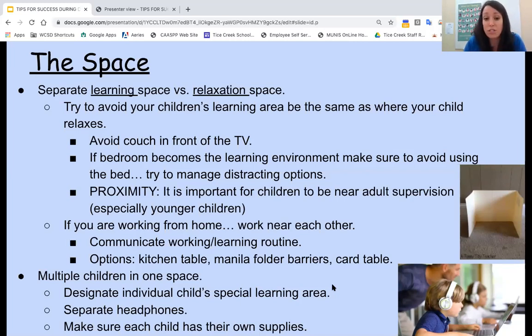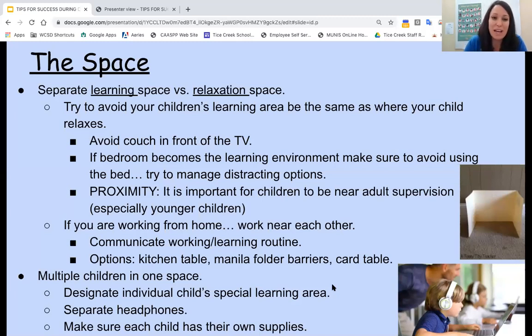As I've said, options: kitchen table, even manila folders, as we may have all used during testing time, is a great visual barrier of this is my space. I know I had a friend mention to me, even if it's just a card table, that every day you pull it out, oh my gosh, everything's organized and great. And then at the end of the day, you can put it away and then say, okay, I'll bring it out again tomorrow.